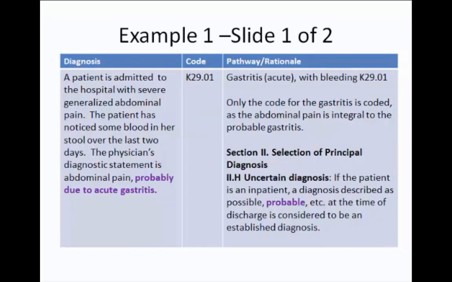This first example, you've got a patient admitted with severe abdominal pain, and she's reported some blood in her stool the last 2 days. And then the physician says it's probably acute gastritis. Now, because she is admitted, she's an inpatient, we can code the acute gastritis with the bleeding. We don't have to code the pain because the pain is integral to the gastritis. So that's an example of uncertain diagnosis in Section 2 of your coding guidelines. When you have terms such as suspected, possible, probable, you can code the diagnosis as though it's been confirmed.